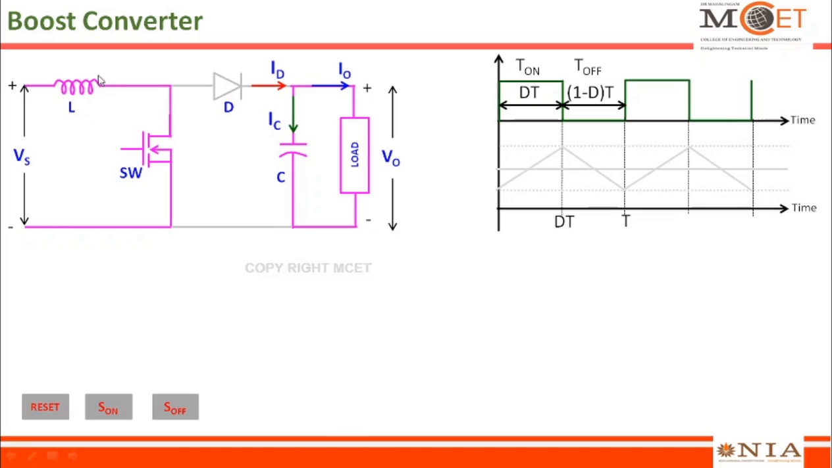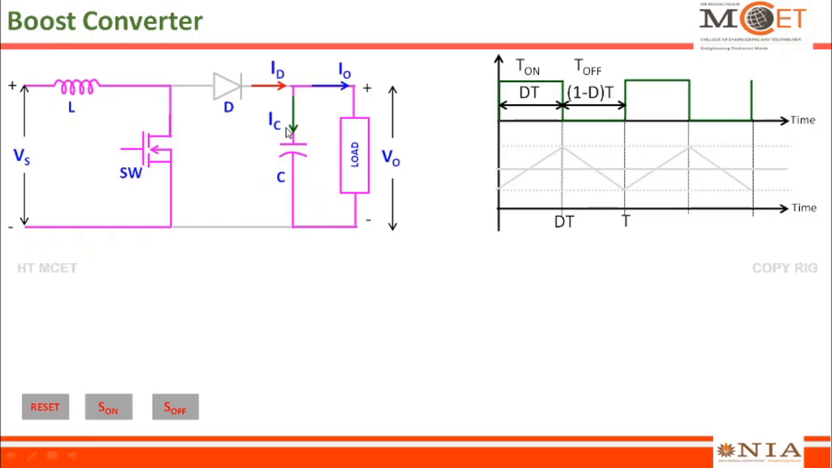Now if you look, the inductor is directly connected to the source. Now the inductor will be storing its energy in its magnetic field. So the inductor is now in the charging mode. When the switch is on, the inductor is in the charging mode.